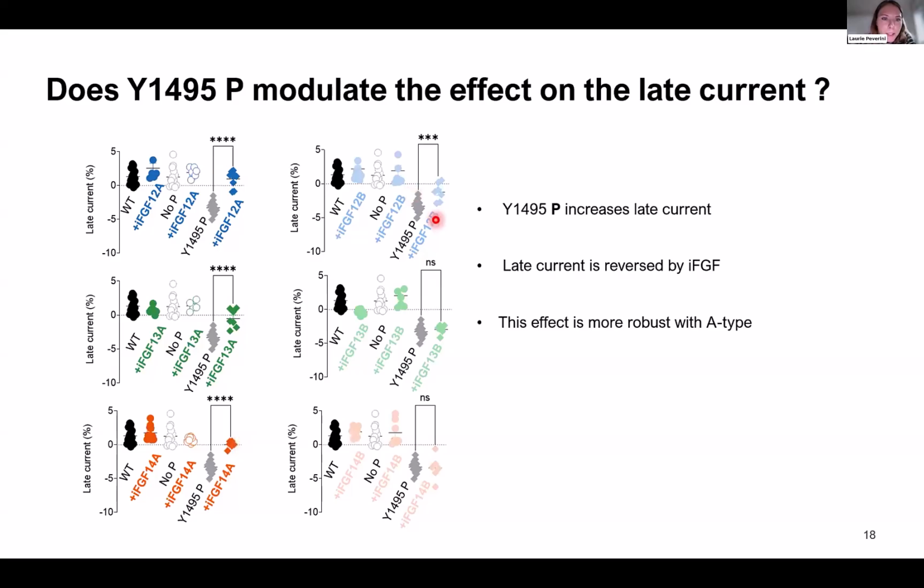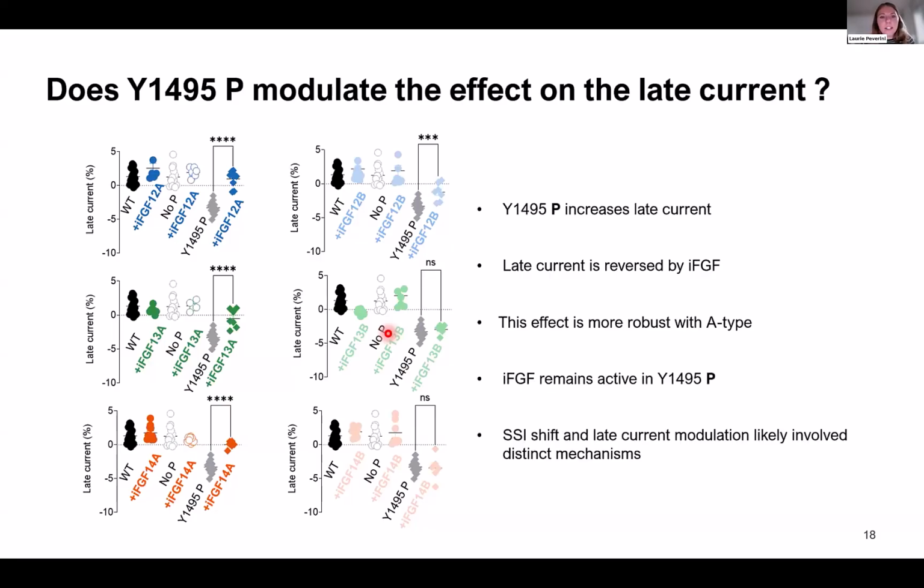Concerning the B subtype, this is also the case with 12B, but to a lower extent. But FGF13B and FGF14B are not able to reduce the late current provoked by Y1495 phosphorylation. This experiment revealed two other interesting findings. First, because we see this effect on the late current, even though we saw no effect on the steady state inactivation properties, it means that FGF remain active on the phosphorylated construct. And secondly, it means that the shift in steady state inactivation and the late current modulation are likely to involve two distinct mechanisms.